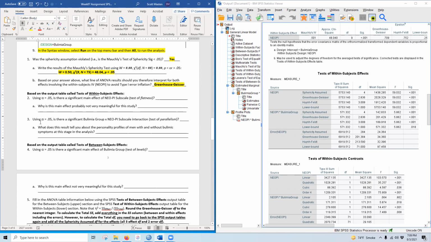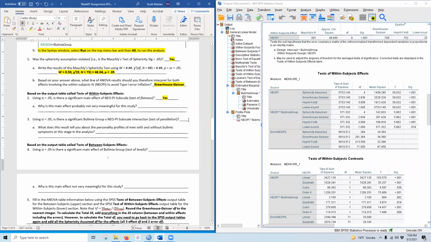Okay, using alpha of 0.05, is there a significant main effect of NEO-PI subscale? That's also called the test of flatness. So here we are, NEO-PI subscale, Greenhouse-Geisser, sig. So yeah, there is a main effect of NEO-PI subscale. And that's just like a main effect in any two-way ANOVA, to be honest with you, except here it doesn't always have meaning. Why is this main effect probably not very meaningful?